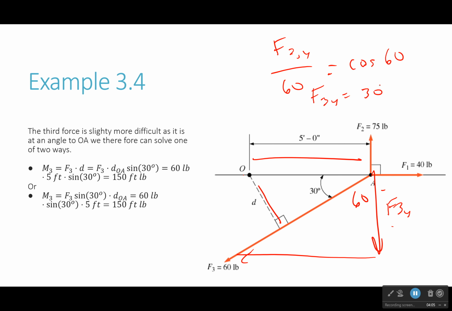But what do you know? 5 times 30 is still 150 foot-pounds. It'll be the same either way you do it. Either you find the perpendicular distance or you find the perpendicular force. Whichever one is easier. That's all you have to do. And so with that, we have finished this problem.